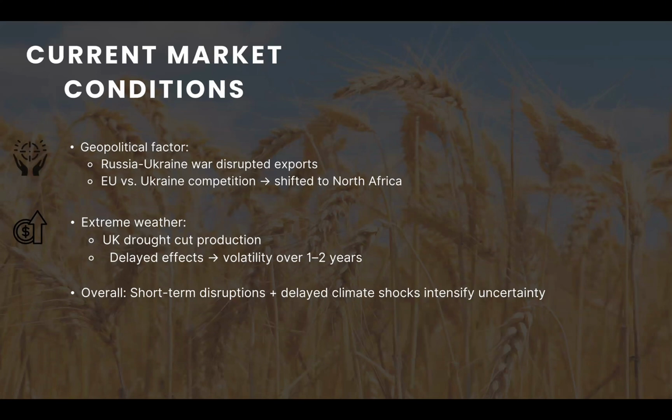Turning to current market conditions, geopolitical risks remain critical. The Russia-Ukraine war continues to push up prices, while competition between the EU and Ukraine has shifted to North Africa. In addition, extreme weather events such as the recent drought in the UK are reducing production of food. These weather shocks often have a delayed impact, meaning price volatility may persist over the next 1 to 2 years.